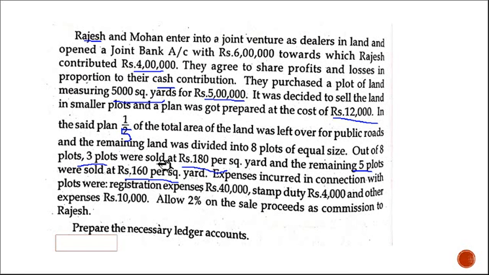Now, sale price we have to calculate based on this information. Expenses incurred in connection with the plots were registration expenses, stamp duty and other expenses. So expenses appear in the joint venture account. Allow 2% on sale proceeds as a commission to Rajesh. Prepare necessary ledger accounts.